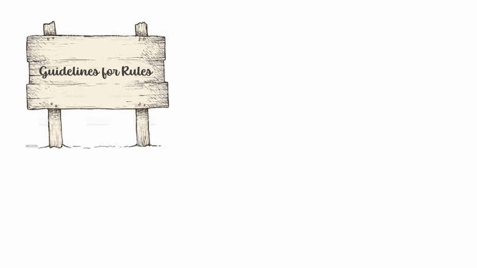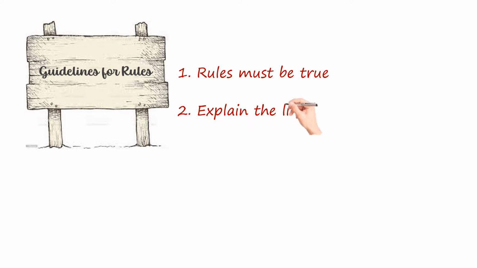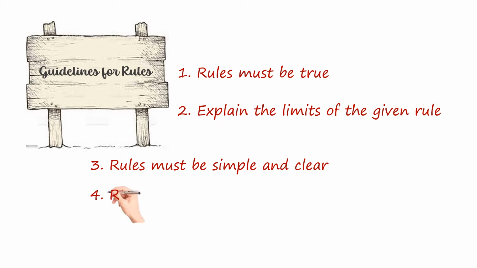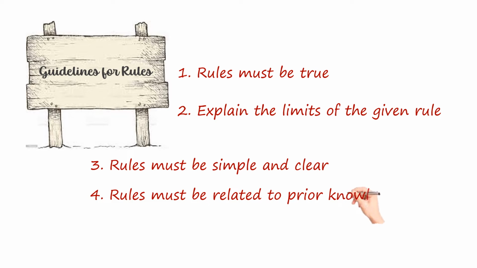Here are some guidelines when explaining the rules. Number 1. Rules must always be true. Number 2. When explaining the rules, make sure that the limits and the exceptions to the rules are clarified. Number 3. When explaining the rules, make sure they are kept simple and provided as clear as possible. Number 4. The rules must be related to the concepts already familiar to the learners, which is also known as prior knowledge.